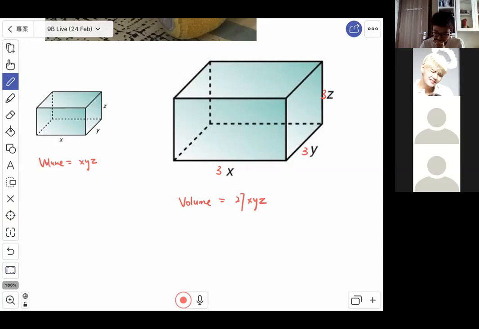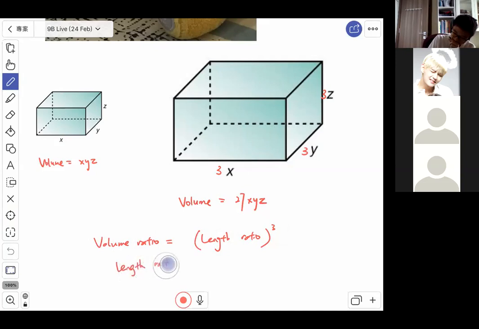Okay, so for the length ratio and volume ratio, you can see that the ratio of volume is actually the length ratio to the power 3. Can you feel that? Here, length ratio is 1 to 3, and then volume ratio would be 1 to 27.